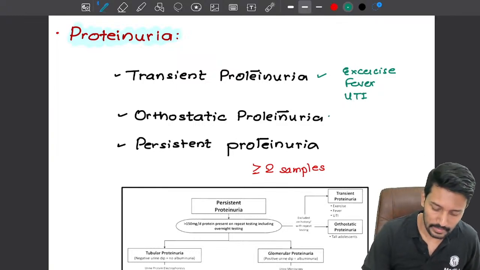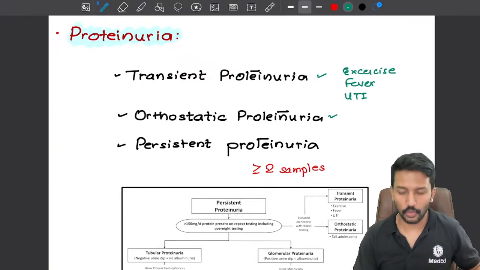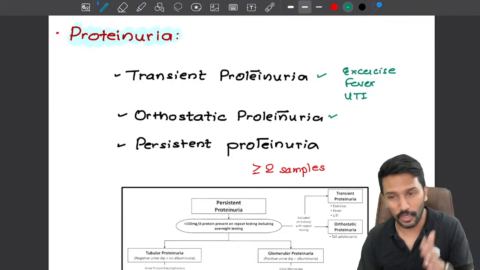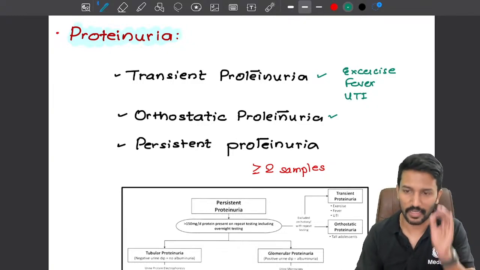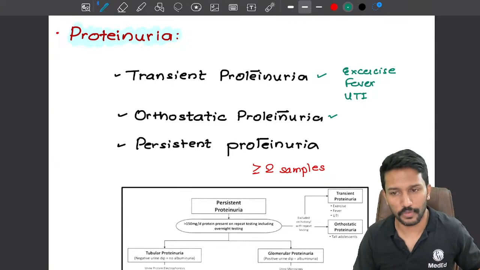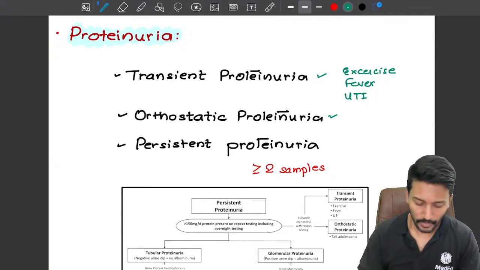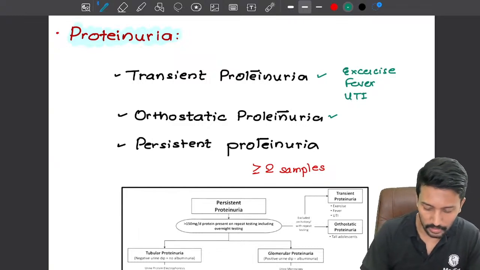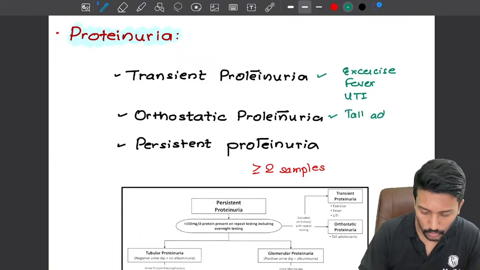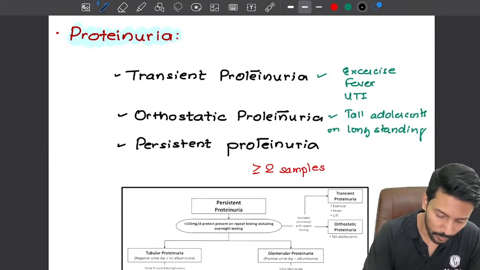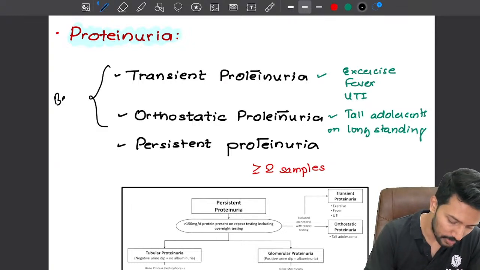Not significant. Second, we have something called orthostatic proteinuria. Like if you stand in one particular posture for a long period of time, especially in erect posture, like you're standing continuously for a long period of time, you can have proteinuria. Especially tall individuals will notice proteinuria. That is what we call orthostatic proteinuria. Tall adolescents may have proteinuria on long standing. Okay. Both of these are benign proteinurias. Nothing needs to be done for them, right?